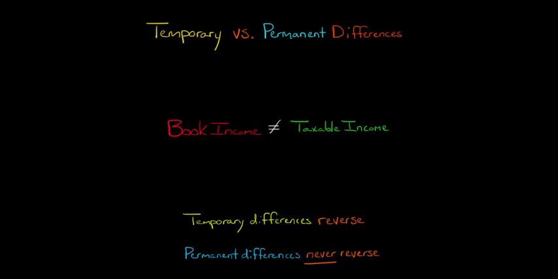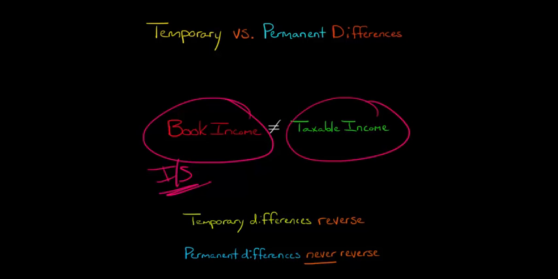In this video, we're going to discuss temporary and permanent differences between book income and taxable income. Now remember, book income and taxable income are not the same thing. They're not equal to each other in the United States because book income refers to income reported in your income statement for financial reporting purposes, whereas taxable income is reported to the IRS to determine how much money a corporation owes in taxes. So they have different objectives and they're calculated in different ways. So they're not the same thing in the United States.